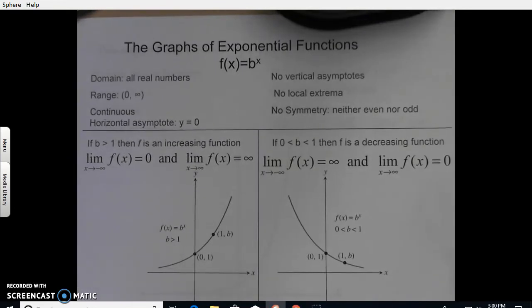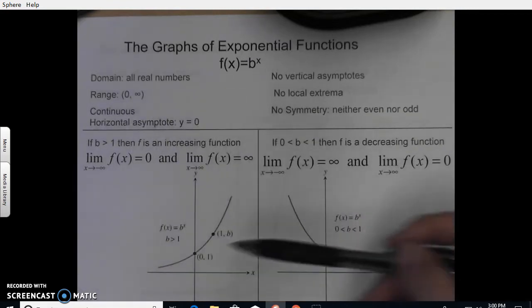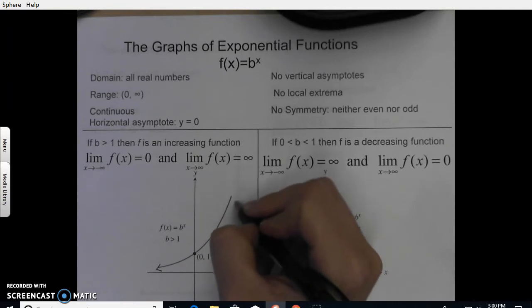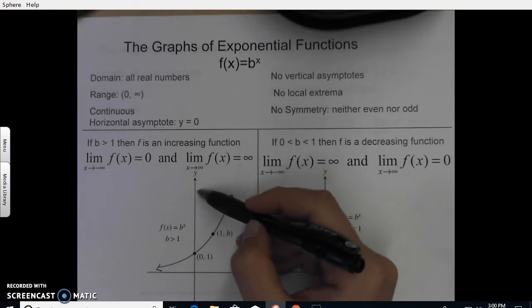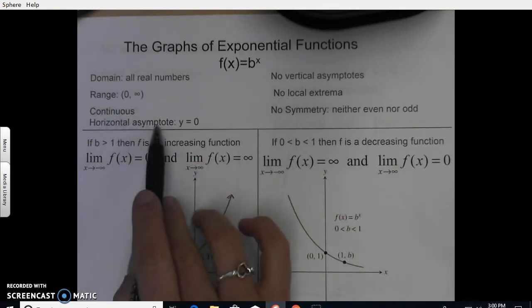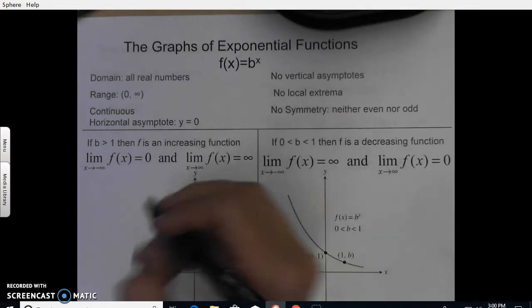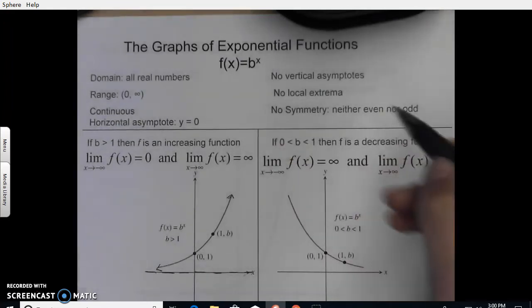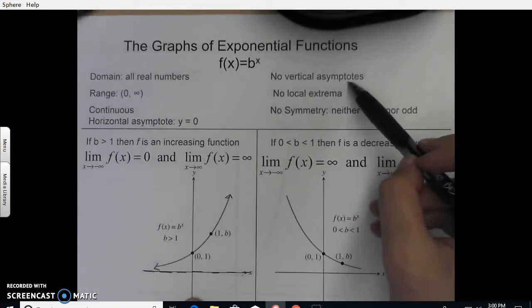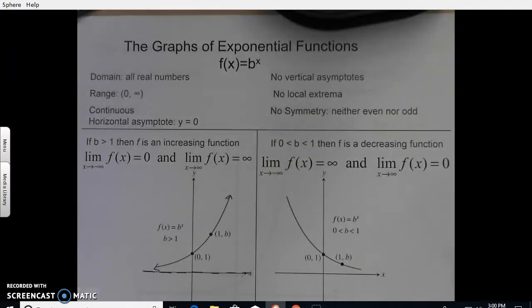And this is what our graphs of exponential functions look like. We have f of x is equal to b to the x power. Our domain is all real numbers because we can go to the left and to the right. Our range is from 0 to infinity. We are continuous. We have a horizontal asymptote at y equals 0, which means our graph will never cross the x-axis in this function. We have no vertical asymptotes. We have no local extrema and no symmetry.